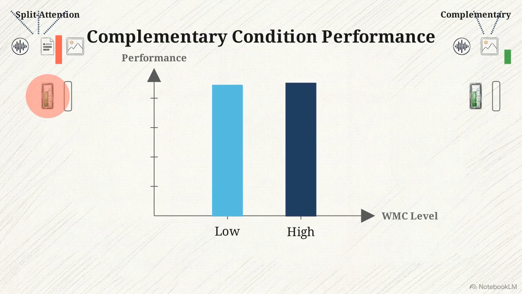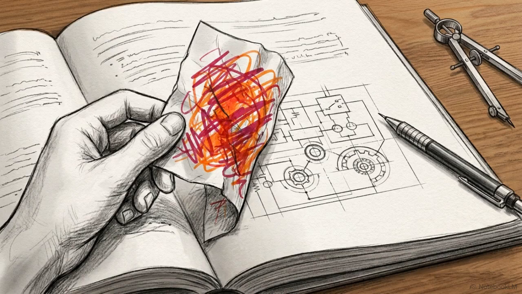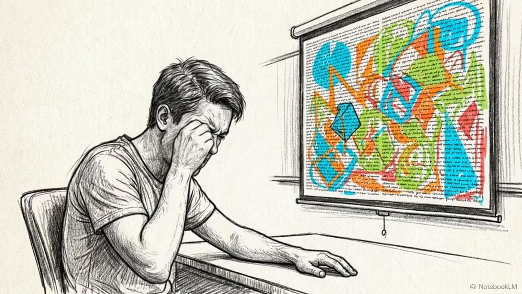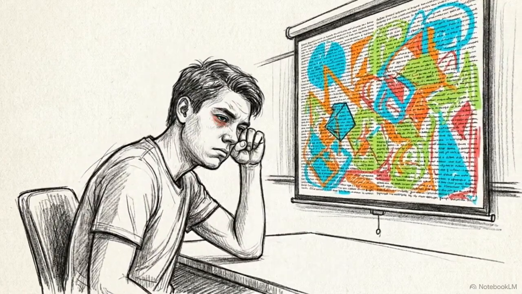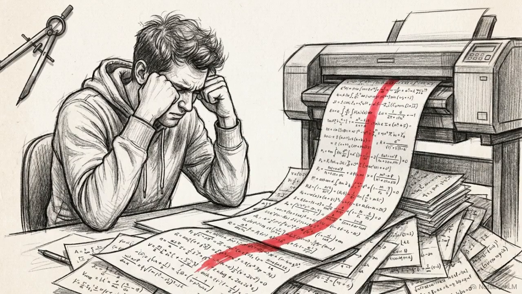Under complementary conditions, the performance gap between low and high WMC students effectively disappeared. Removing irrelevant imagery also yields this same gap-closing empirical result. The format of instructional material often presents a greater barrier to entry than the complexity of the content itself. Continuous streams of sequential technical information also cause buffer overflow over time.